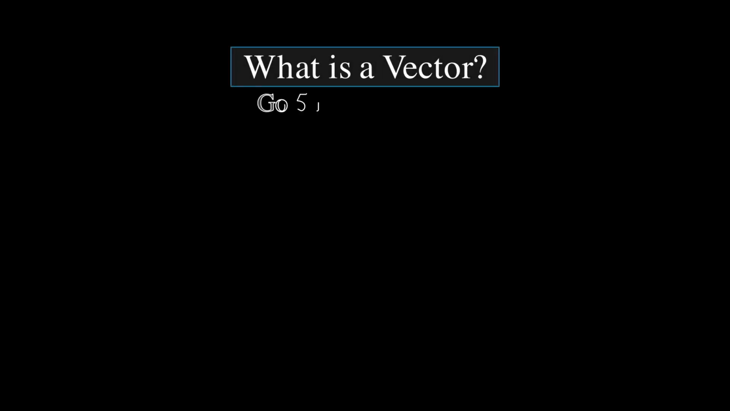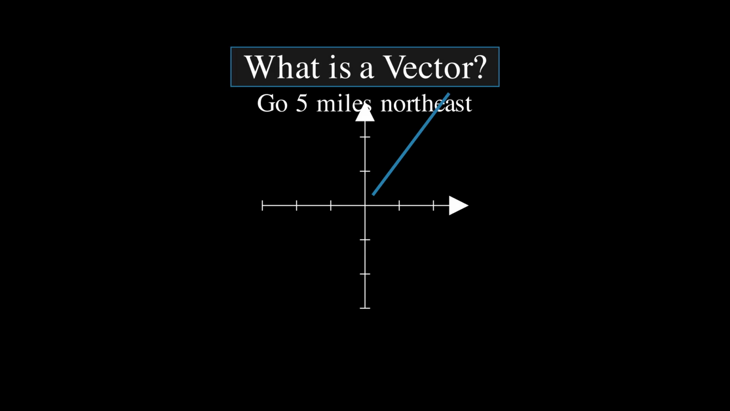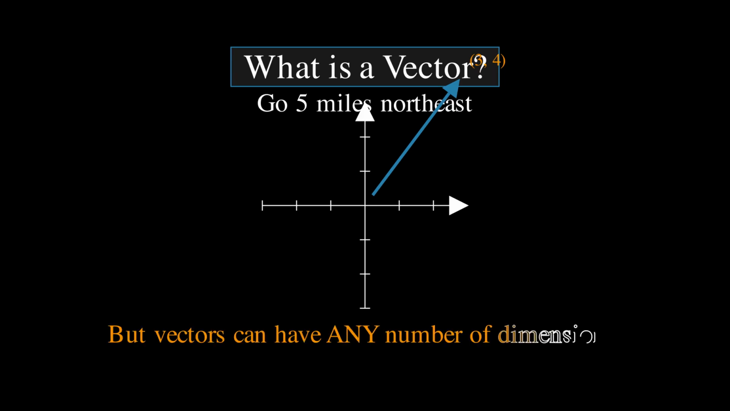Let's start with the absolute basics. What exactly is a vector? Think of it as an arrow in space. If you want to give someone directions, you don't just say go 5 miles, you say go 5 miles northeast. That's a vector. It has both magnitude, how far, and direction, which way. In 2 dimensions, we write this as coordinates like 3, 4.